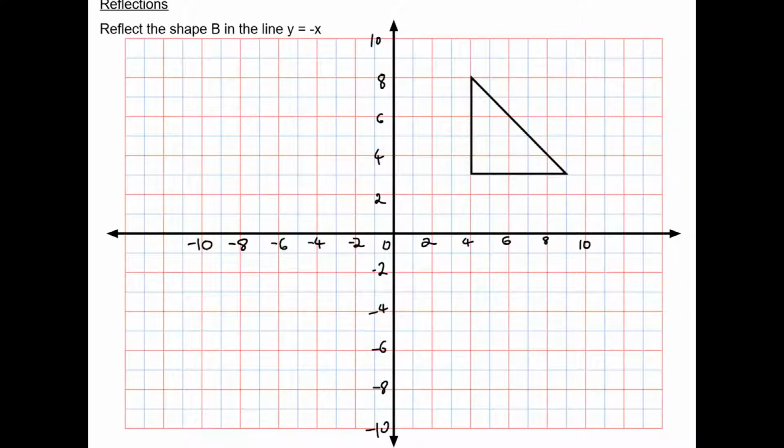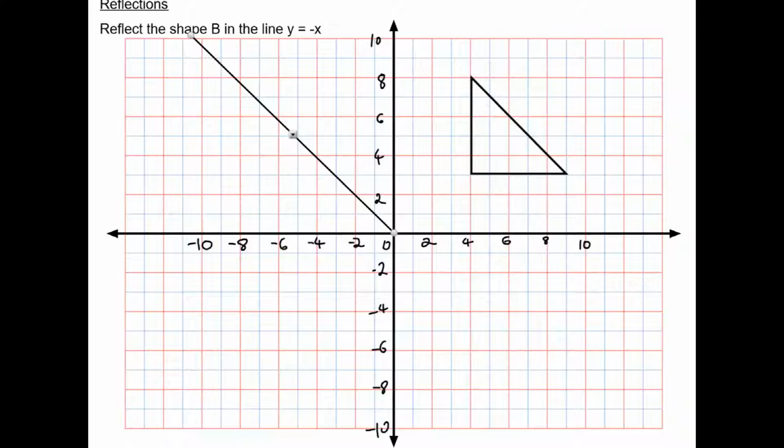We're now ready to have a go at some questions. For example, if I want to reflect the shape B in the line y equals minus x, the first thing I need to do is draw the line y equals minus x, which we would do with a ruler. So I'm going to draw a straight line through the origin, like this, and it needs to basically be equidistant from the x and y axes. So this is my line y is equal to minus x.